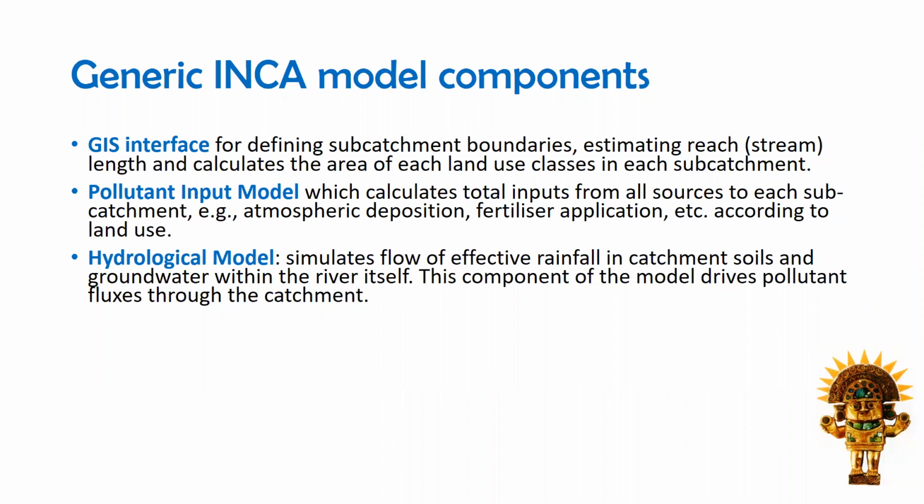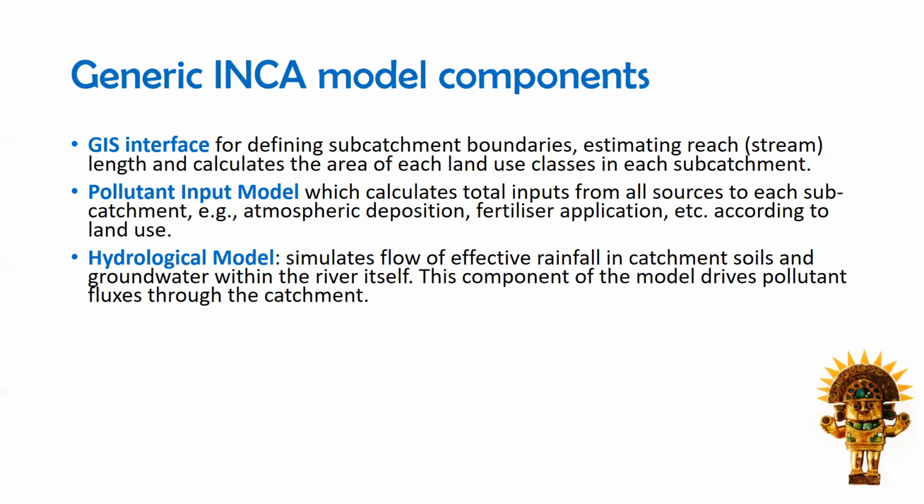The third model component is a generic hydrological model, which simulates the flows of effective rainfall through the soils and into the river, and then flows in the river itself. So the hydrological model is really responsible for driving pollutant fluxes through the system. This includes both dissolved and particle-associated pollutants.